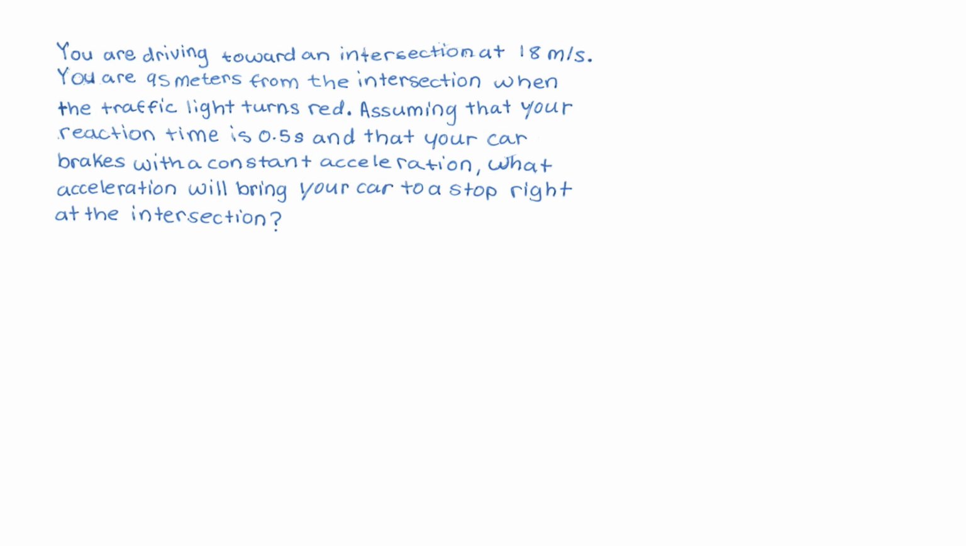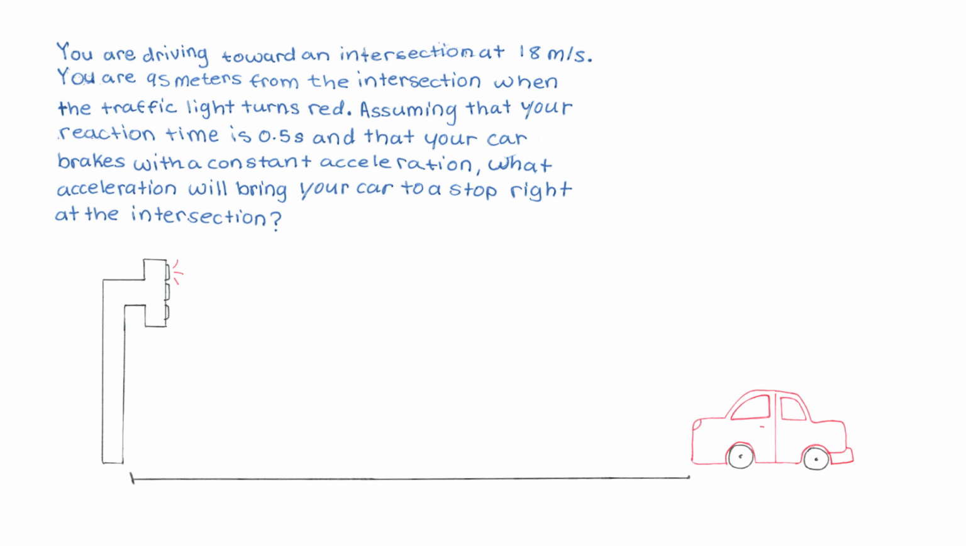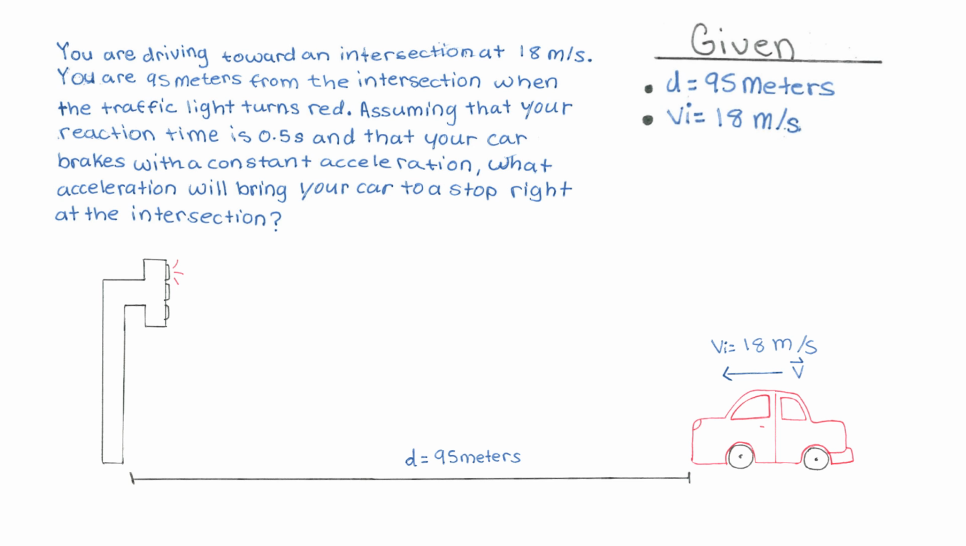How did you start? First, I drew a picture by picking out the given information. I know there is a car 95 meters from the intersection, and it's traveling at a velocity of 18 meters per second. So I also added a velocity vector in the direction the car is traveling. I know there is also a reaction time of half a second, and the car travels with a constant acceleration, but I don't know how to show that in the picture. I'm not too sure either, but maybe we should still write it down because it seems important.